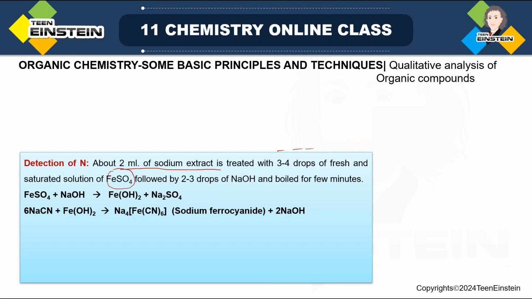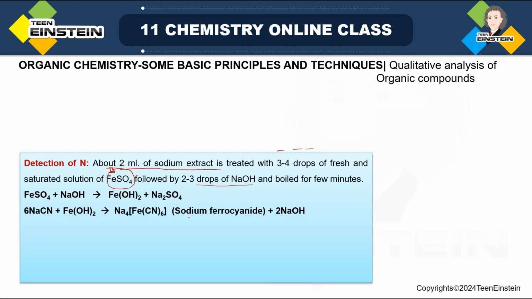Now the fresh and saturated solution condition must be fulfilled. If it was made a long time ago, we can't use that solution. We have to make it freshly and it should be saturated. Why it should be fresh, the reason behind that we will study separately. Right now just focus on the procedure. So 2 ml of sodium extract we have taken, with it we have mixed 3 to 4 drops of fresh and saturated solution of FeSO4, ferrous sulfate, where the oxidation state of iron is +2. And after that you have to add 2 to 3 drops of NaOH, sodium hydroxide.